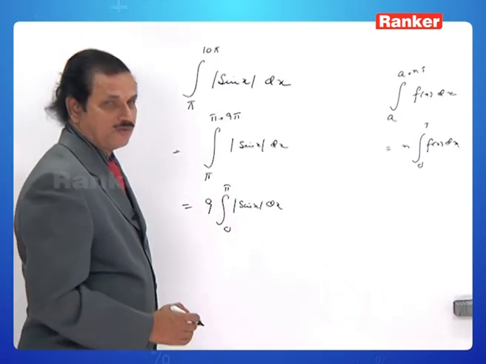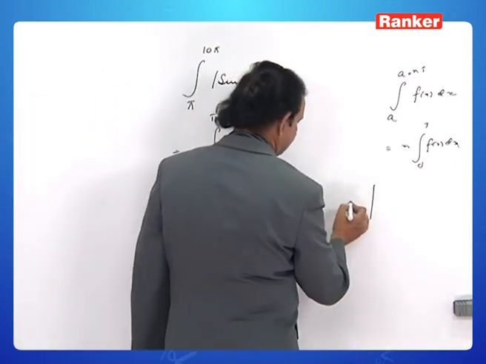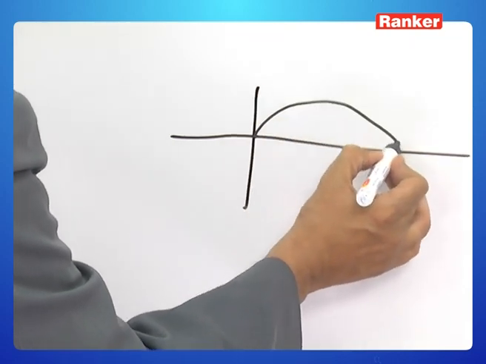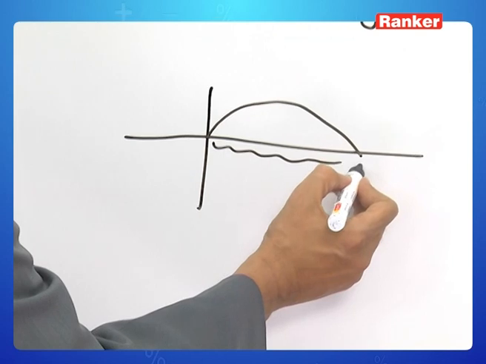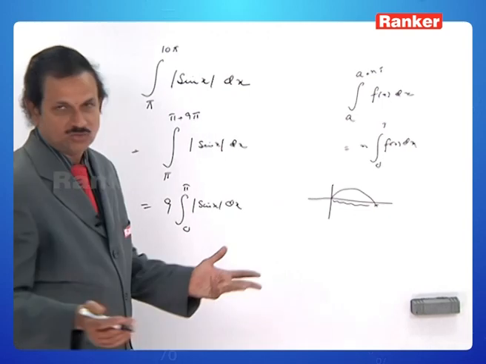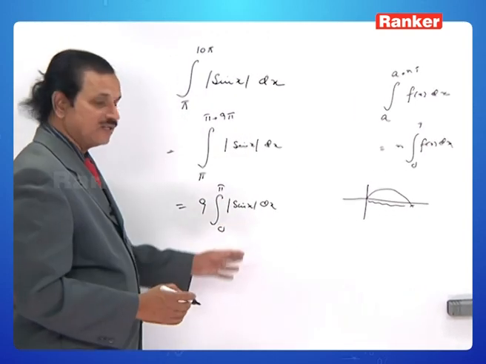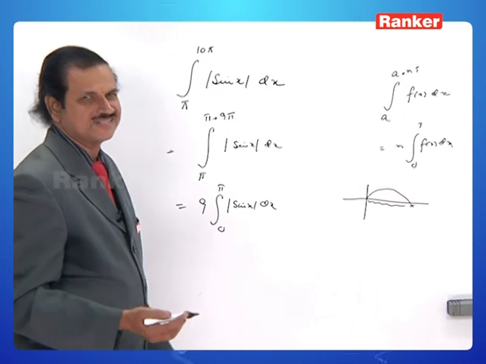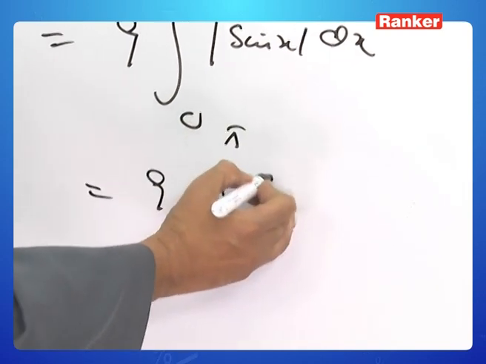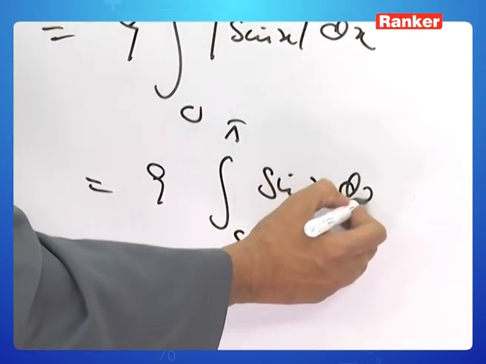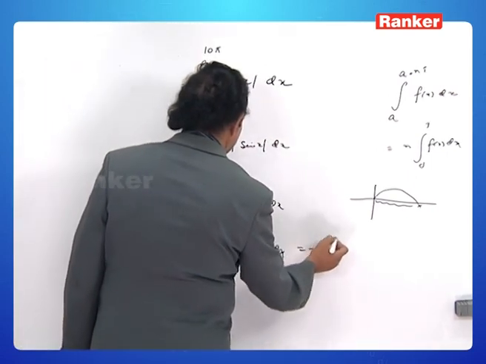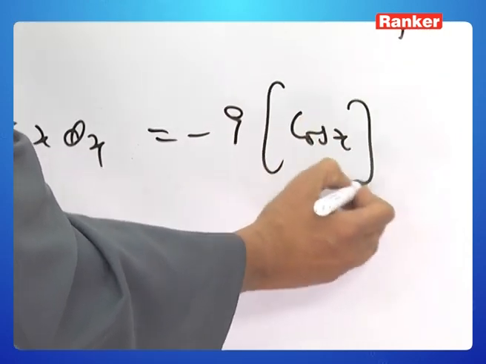Well, between 0 and pi, what is mod sin x? Observe the graph of sin x. 0, 90, 180. Between 0 and pi, the graph of the sine function lies above the x-axis, so it is always non-negative. Therefore, in the place of mod sin x, what can you write? Just sin x. So, this is 9 into integral 0 to pi sin x dx. Of course, we know that the integral of sin x is minus cos x, hence it is minus 9 into cos x between the limits 0 to pi.